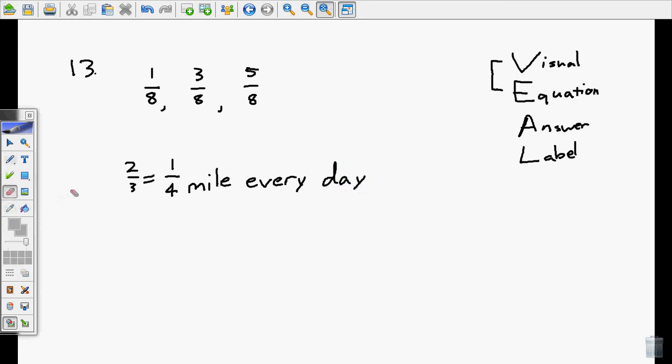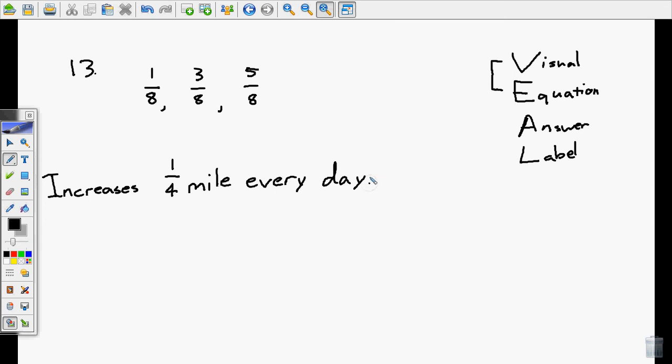I'll write this in a complete sentence, so get rid of that. And I'll say increases one-fourth mile every day. That'll be my first part of question 13.